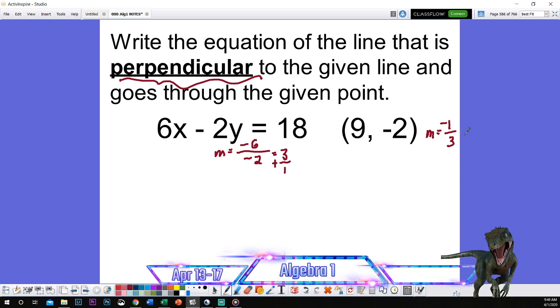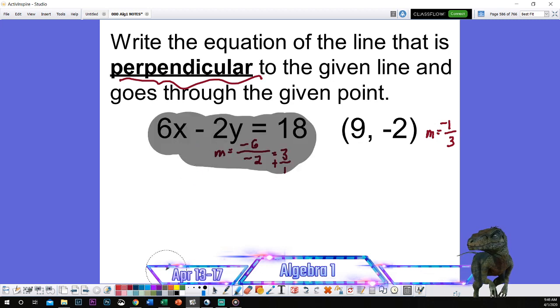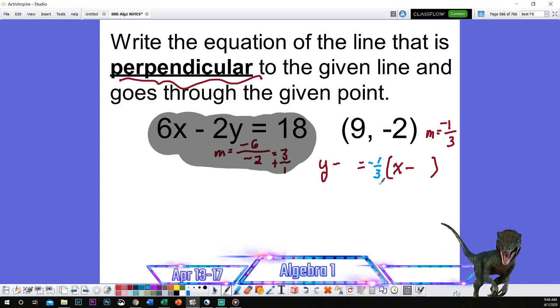So now I have a point and a slope. I don't need this equation anymore, so I just throw all of this away. Let's write my point slope formula. Hopefully you're getting really good at writing that. Like before, m goes in the middle. Oh my goodness, I know it's a fraction. You're going to survive, I promise. You're not going to go extinct like I am. Now 9 goes here, and -2 goes there. We're going to distribute that -1/3.